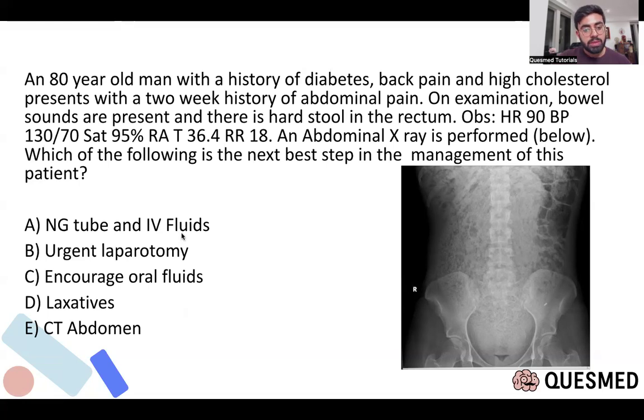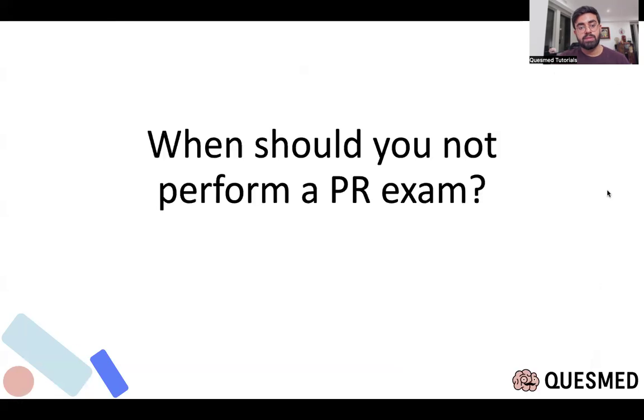Now, NG tube and IV fluid, so this is what you may have come across as known as a drip and suck approach. And that's something that we do in patients that we're worried about who are having bowel obstruction. From this abdominal X-ray, there aren't signs suggestive of that. So indeed, the answer is D, which is laxatives.